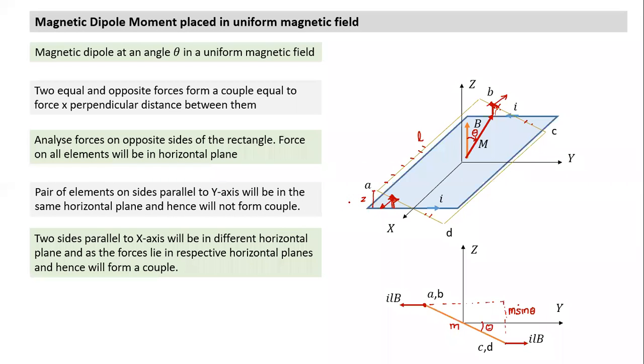In the side view, it clearly indicates that all elements of AB, the force acting on all elements, will have the same Z coordinate. The height from the y-axis will be equal. And the force is horizontal. What is the magnitude of force? I represent the force as equal to I into L into B. Be clear, the angle between the L vector and B vector is still 90 degrees. That's why it is equal to ILB.